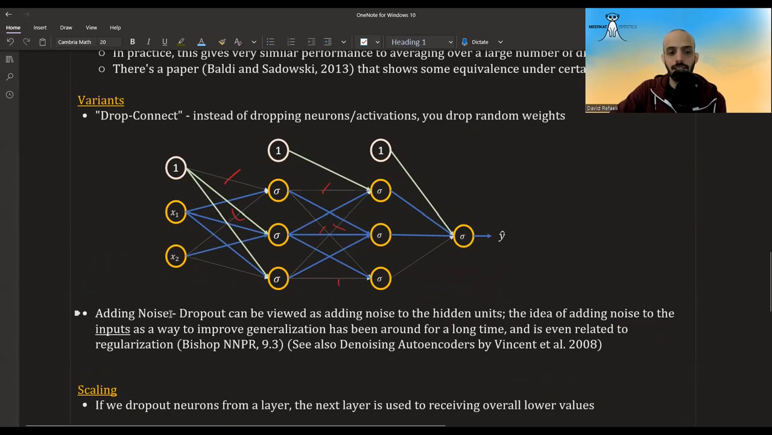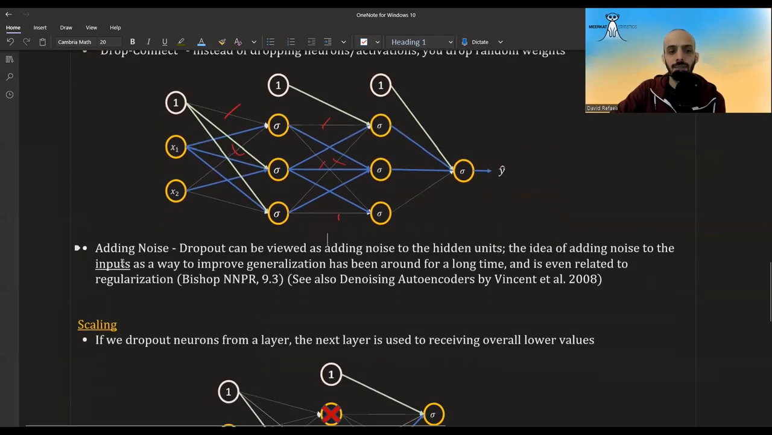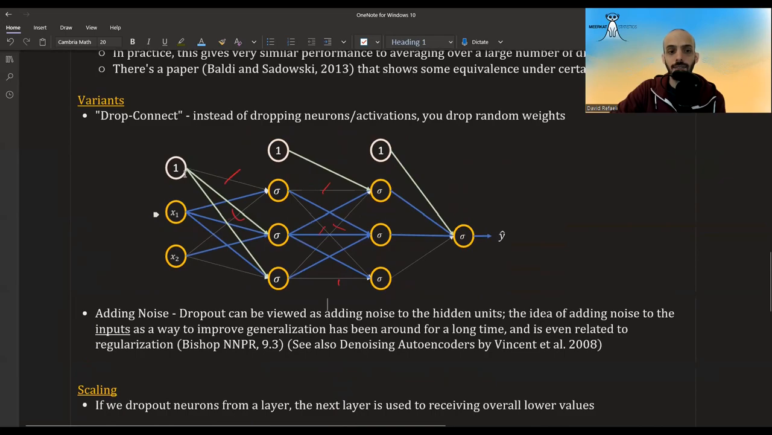Another possible variant is adding noise. So dropout can be viewed as adding noise to the hidden units, right? Because we're randomly switching them off. And the idea of adding noise to the inputs, so to the first layer, was a known way to improve generalization. It's been around for a long time. You can check Bishop, Neural Networks for Pattern Recognition, section 9.3, and also the paper mentioned in one of the dropout papers called Denoising Autoencoders by Vincent and associates from 2008.